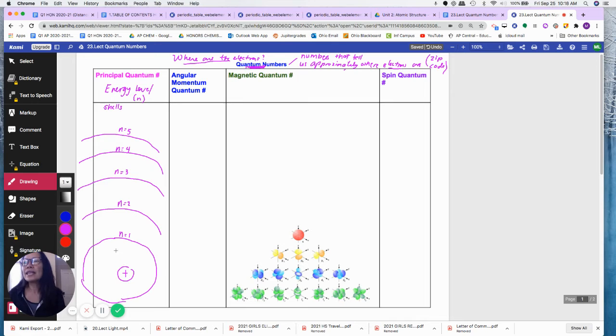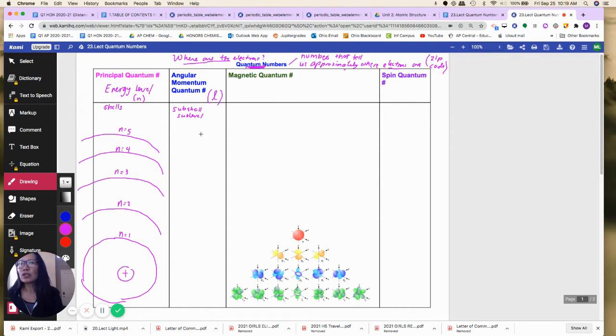Okay, now within each energy level, you can have something called a sublevel or subshell. You can think of it as, let's say the electron lives on the first floor of a building, and the subshell would be the kind of room they're in on that floor. So that's called the angular momentum quantum number, and it's nothing more than the subshell or sublevel. The symbol is lowercase l.